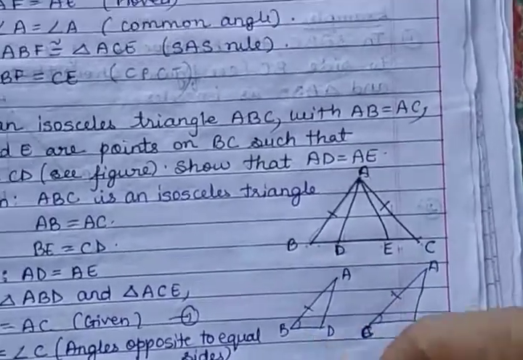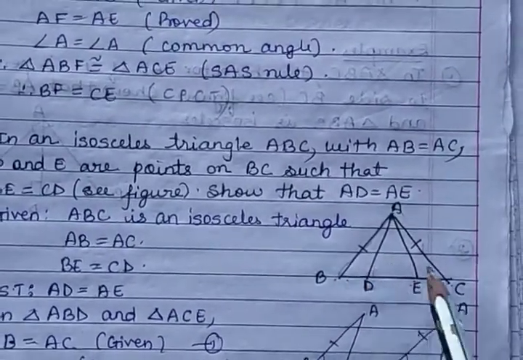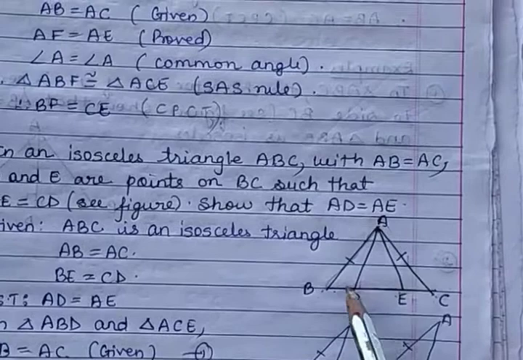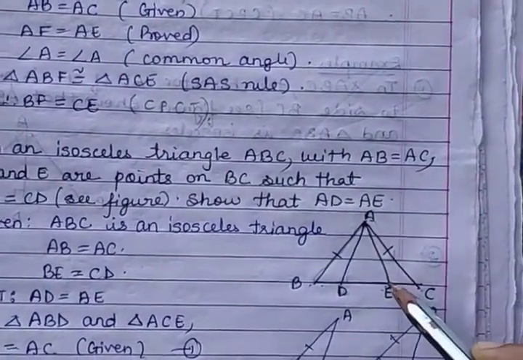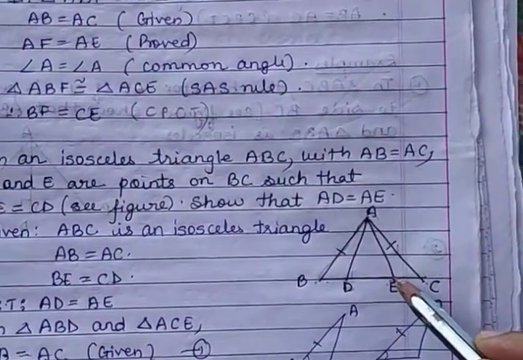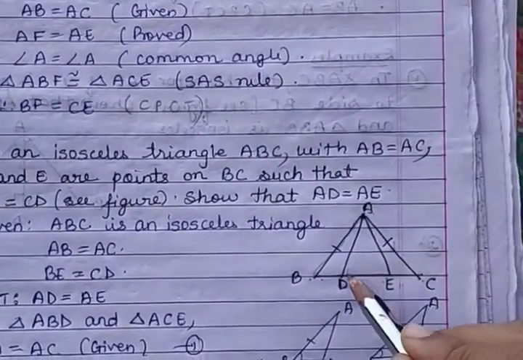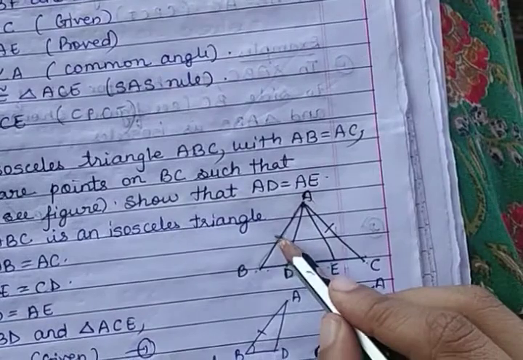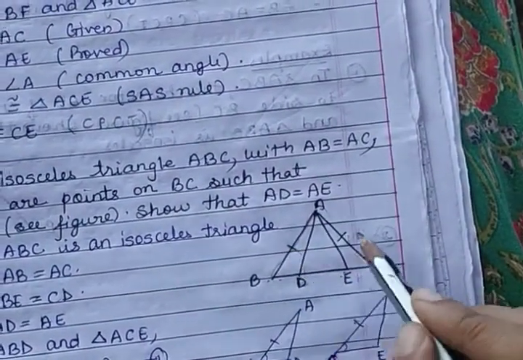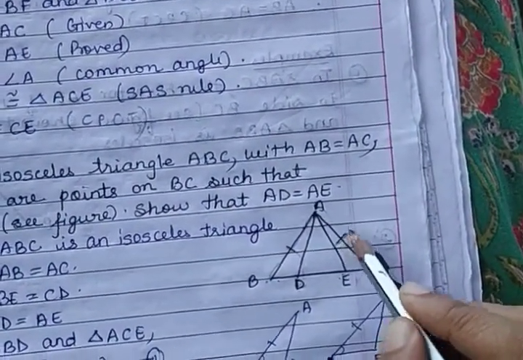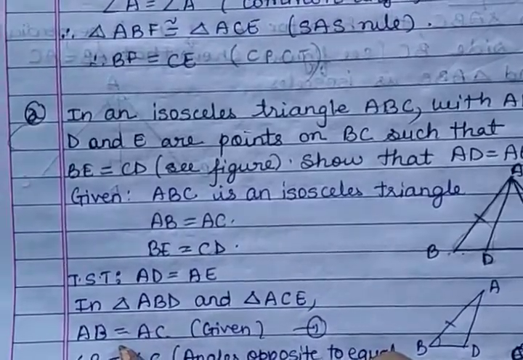Now, if we show that these two triangles are congruent, then we can say that these two sides are equal. So let us try to find three conditions to prove that these two triangles are congruent. The first condition is already given to you, that AB is equal to AC. So let us write it down, the first condition.